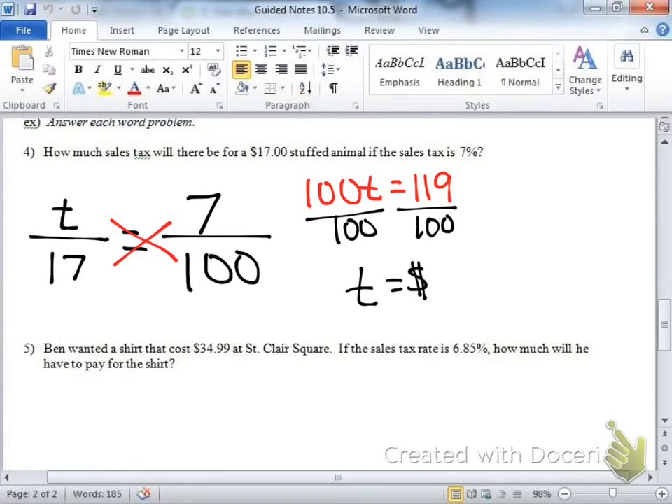And you should get $1.19. So just for buying this cute little stuffed animal, you have to pay an extra $1.19. And that money will go to local and state government to spend as they choose. Not so fun, is it?